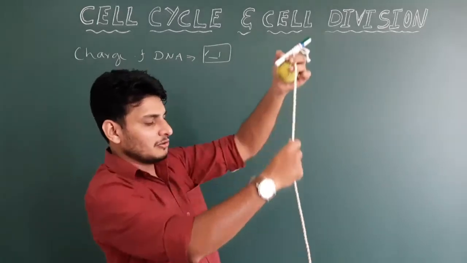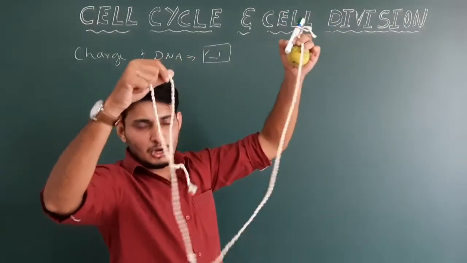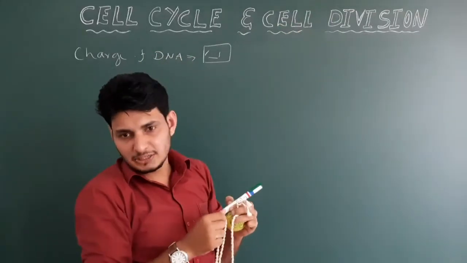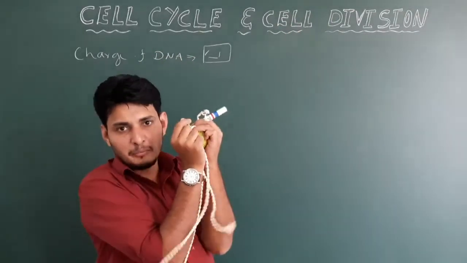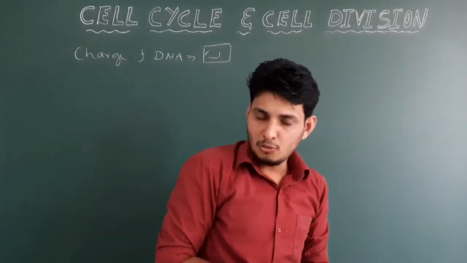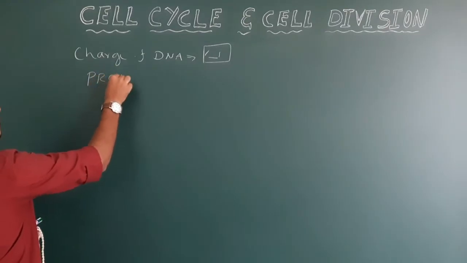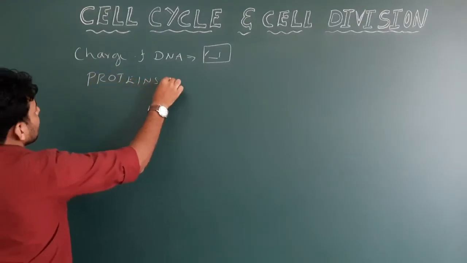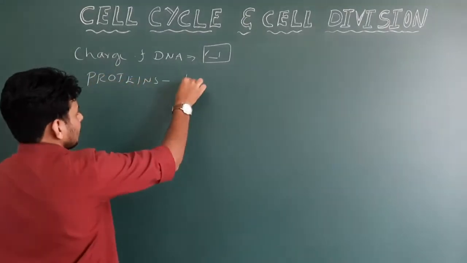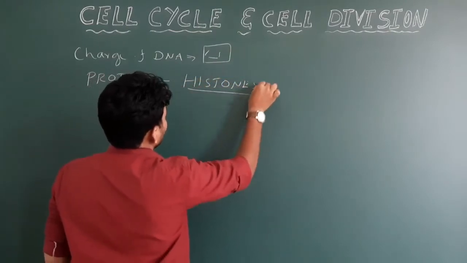Now you know this is now DNA. Correct? The length is very long and it's hard to put it inside the nucleus. As I said, it has to be compressed, condensed. For that we need certain help. What is that? We need the help of certain proteins. They are called histones. We need the help of histones.